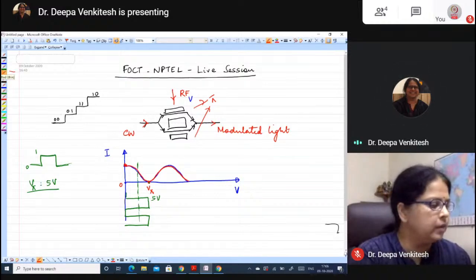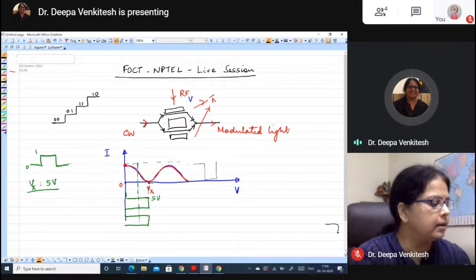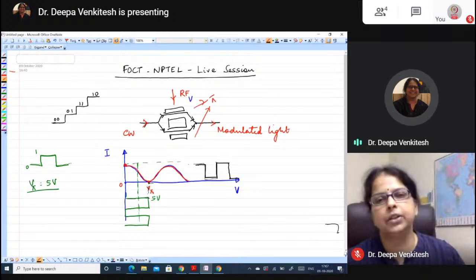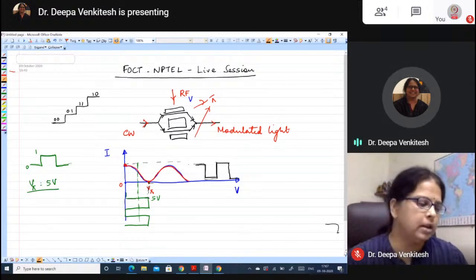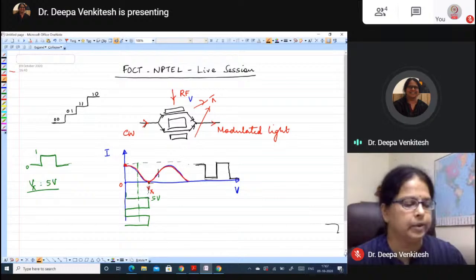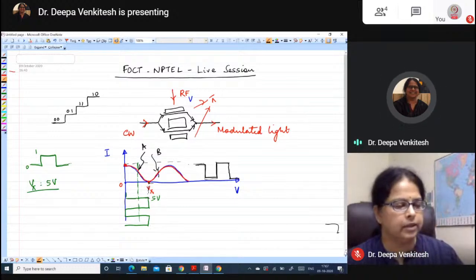Now let's see how the output looks. Corresponding to level 0, you will have a high, and corresponding to level 1, you will have a low. Of course, it's inverted, but in a digital system, inversion does not matter. You can also get it non-inverted if you bias it at point B rather than at point A. This is how you generate your on-off keyed signal.